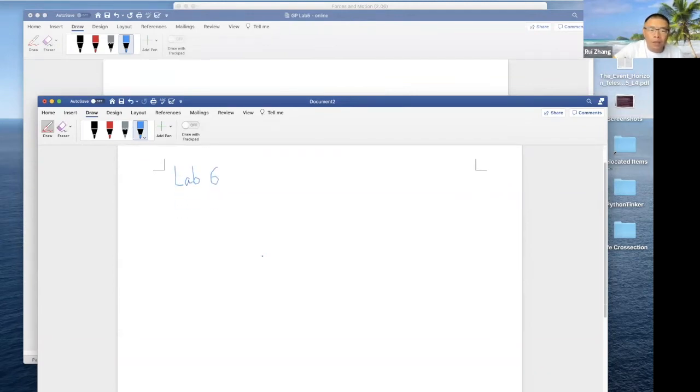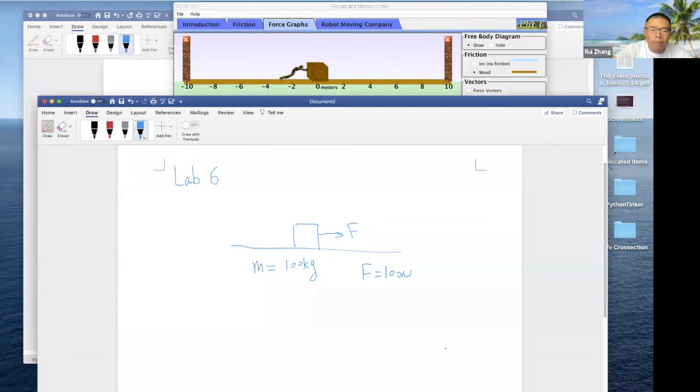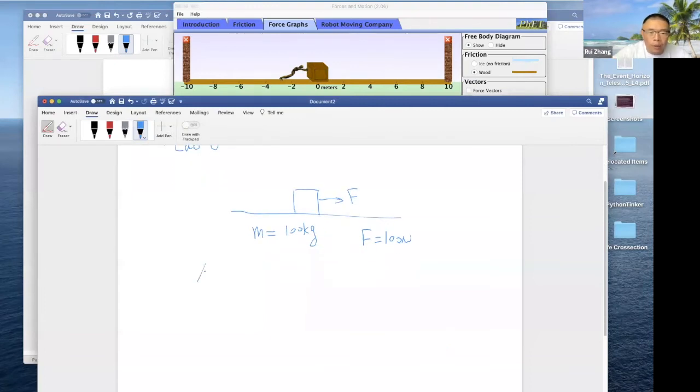So what we want to do is this. We have this thing here. In that case, we have 100 kilogram for mass, and then we use a pushing force F equal to 100 Newton. Now, as you see here, the object does not move. Why? Because according to this setup, the coefficient of kinetic friction mu k equals 0.3, and mu s equals 0.5.